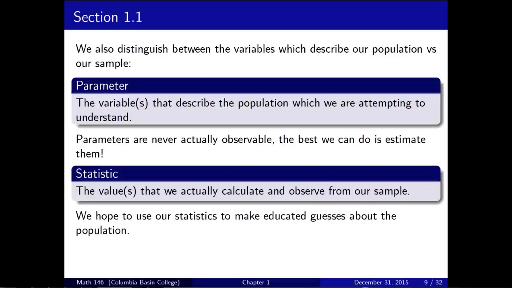We also distinguish between variables which describe our population versus things that describe our sample. Parameters are what we call those variables that describe the population. Remember, our goal is to say something about the population, and it's the parameters that describe the population. But the parameters are never actually observable, so the best we can do is estimate them. Like, I'll never know the true average salary, but maybe I could estimate it. The way we estimate those is with statistics. Statistics are values that we actually calculate and observe from a sample. Hopefully we're going to use those statistics to make educated guesses about the population.